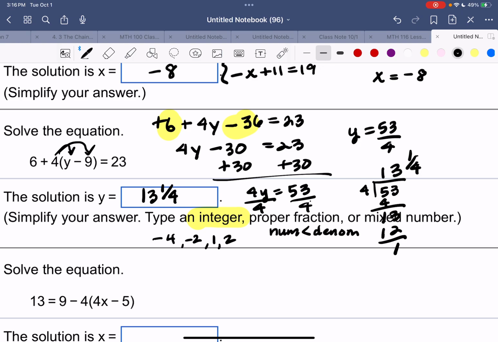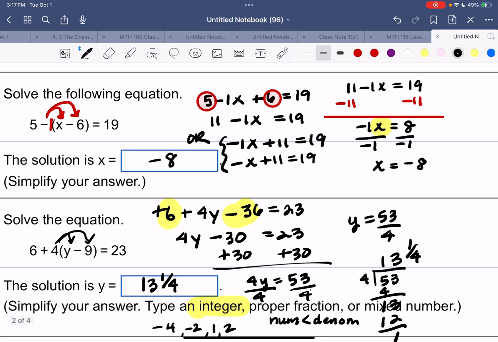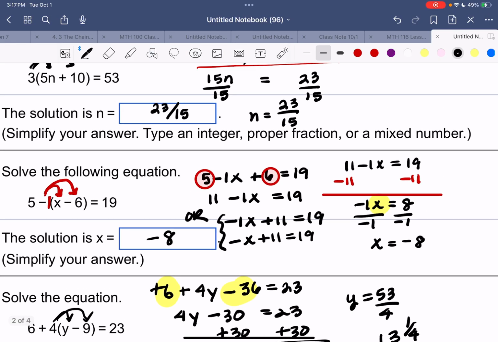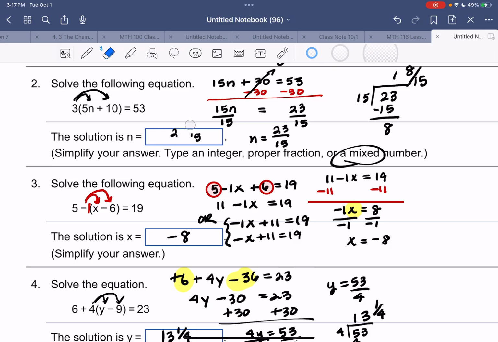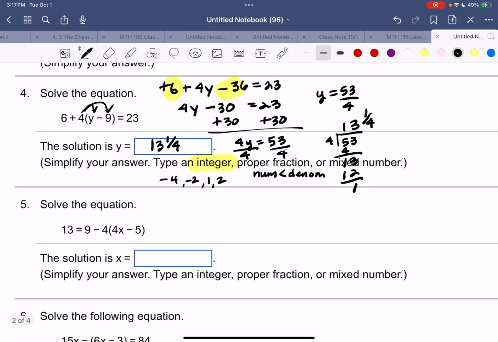And of course you could do the calculations on your calculator. Now let me go up and see if I have another one like that. Yeah, here's another one. Number 2, 23 over 15. 15 into 23 is 1, 1 times 15 is 15. I subtract, I get 8. 15 won't go into 8. 1 and 8/15 is our mixed number. And that's what my math lab is going to want. It'll probably tell you it's equivalent to the correct answer, but not in the correct format. So pay attention to those instructions.